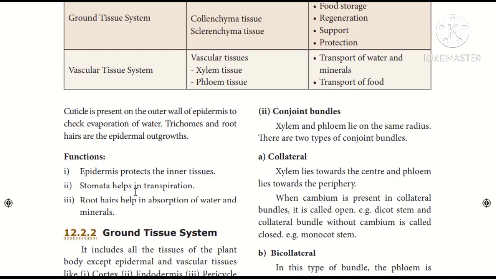And next is about the functions of the various organs included under the dermal or the epidermal layer. So epidermis is the outermost covering, and the main important function is protective in function. It protects the inner tissues. And stomata are the minute openings present. It is helpful in transpiration. And root hairs are helpful in absorption of water and the mineral salts. These are the points you have to keep in mind regarding the dermal or the epidermal tissue system.